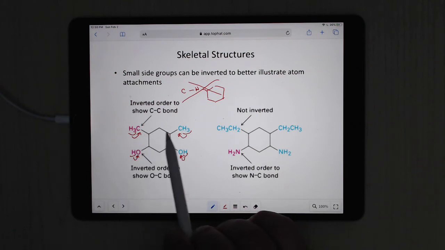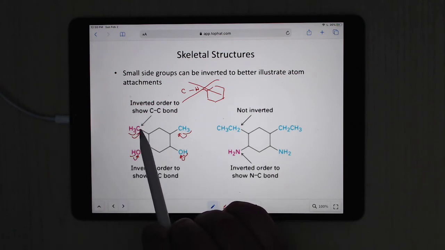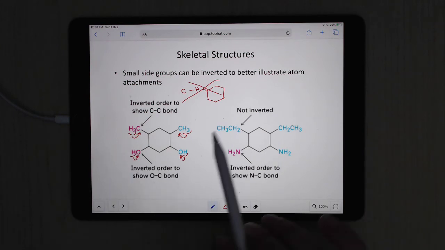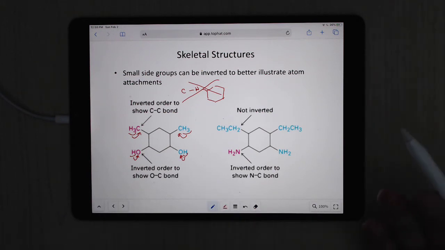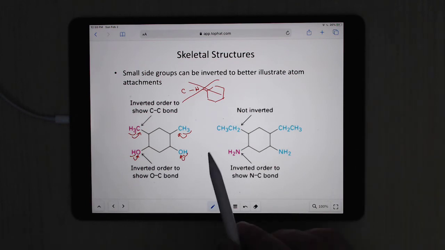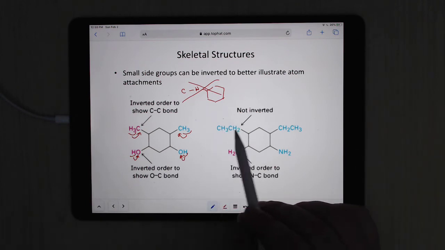If you were to draw that, CH3 on this side, that's totally no big deal. It's one of those things where you probably don't have to do it that way. But if I do it accidentally, or if you see it written in a book, you'll know what's going on. If it's a larger group, then they'll just write it out like this.